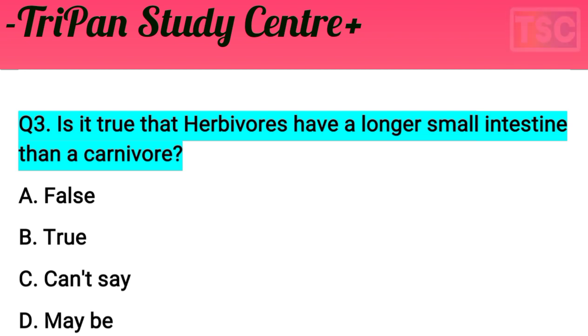The answer is true. Herbivores have a longer small intestine than carnivores. The reason is that herbivores eat grass, which contains cellulose that takes a long time to digest, so herbivores need a longer small intestine to digest cellulose. So option B, true, is correct.